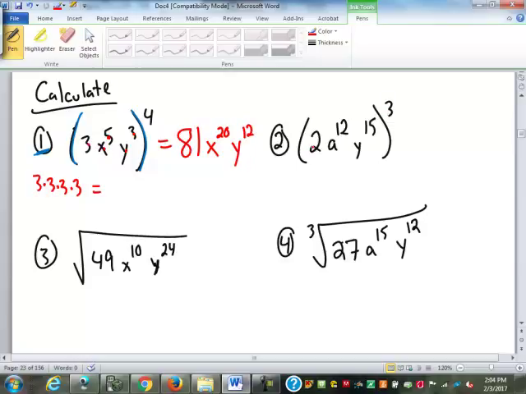So now over here, going to the 3rd power, 2 to the 3rd power is going to be 8. There you go. A to the 12th to the 3rd power. So it's going to be you multiply the powers when you do a power of a power. So 12 times 3 is 36. And then y to the 45th. Good.